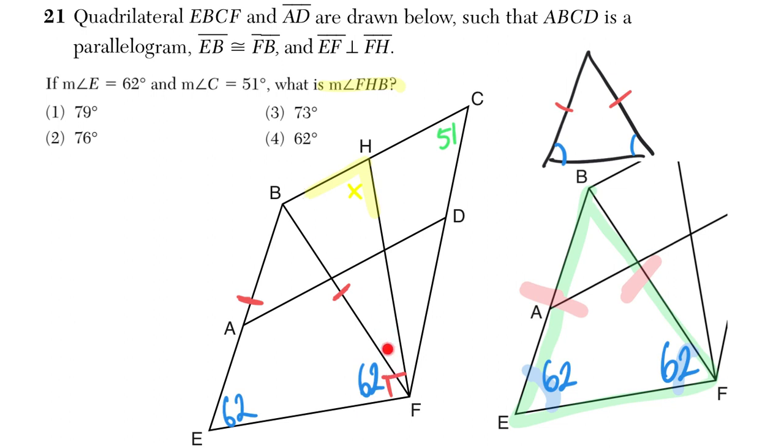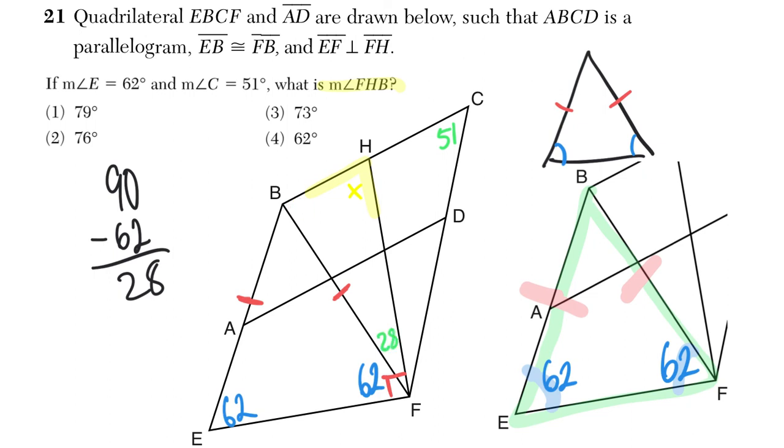Can we figure out what this slice is right here? Absolutely. We know that if angle EFH is 90 degrees, right, what do we know? We know that 90 minus 62 is going to give us 28 degrees. Okay, so we know that this is 28 in here.